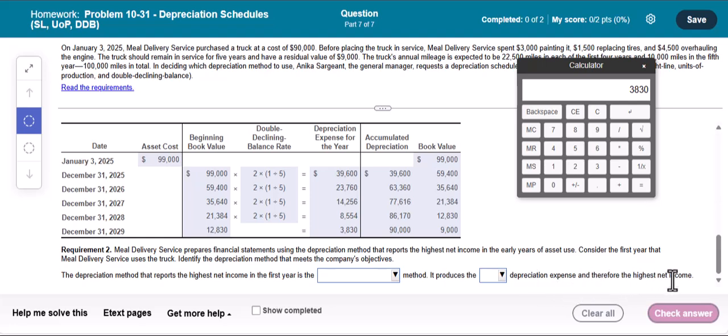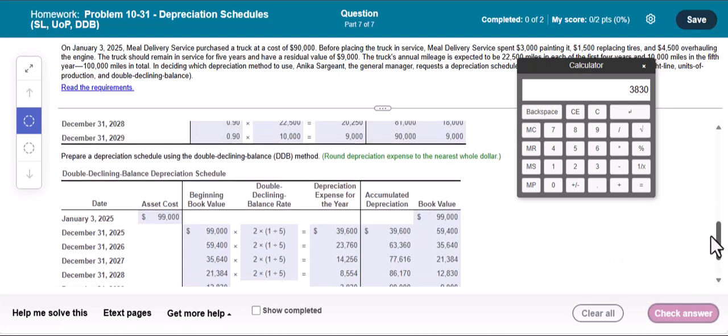So remember, these depreciation schedules, they affect the expense. So the company's goal is to have the highest net income in the early years. So if we want high net income, we need a low expense. So we're going to go and take a look at these depreciation expenses for the first year. So that's definitely not going to be double declining balance because, again, that is a very high depreciation there for that first year. I believe it's the highest of them all, so 39,600.